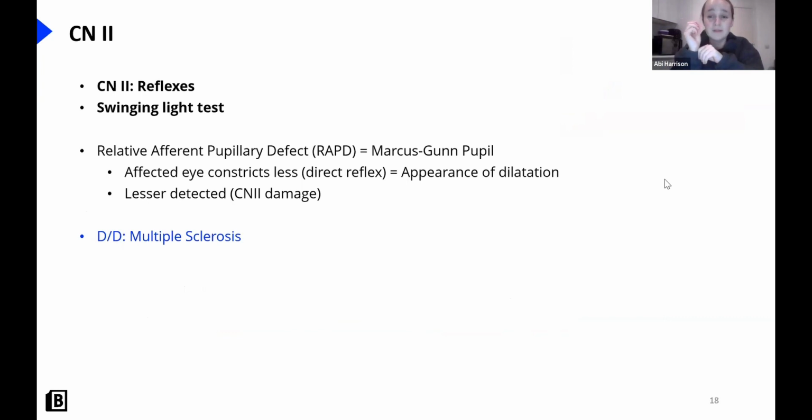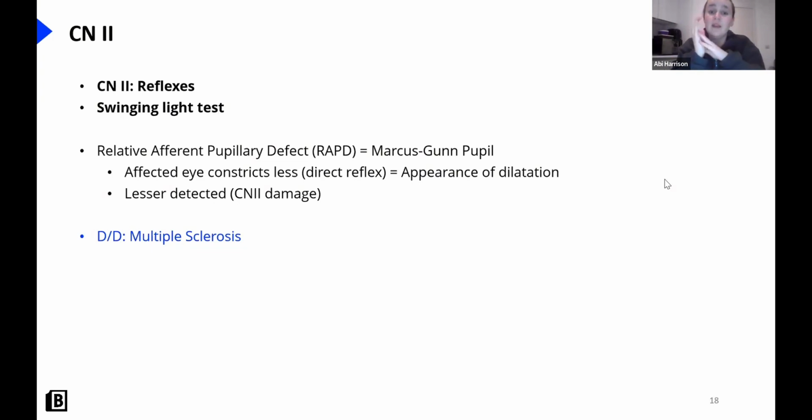What should normally happen is you should shine the light in the eye. The direct reflex in that eye should cause pupillary constriction, and the consensual reflex in the other eye should cause pupillary constriction to the same degree. And then when you move the light to the other eye, there should be the same level of light detection. You're shining the same light in the eye, and the pupil should constrict the same amount, so there shouldn't be any change.